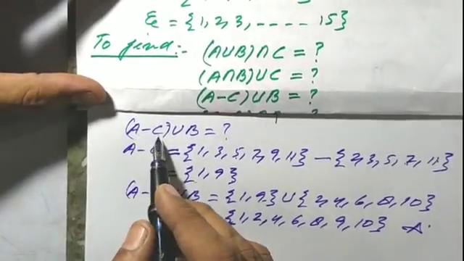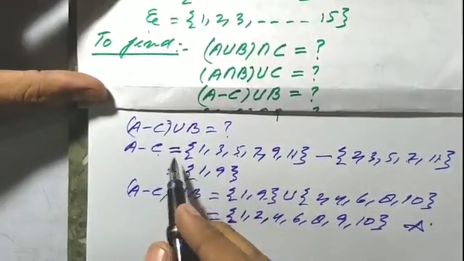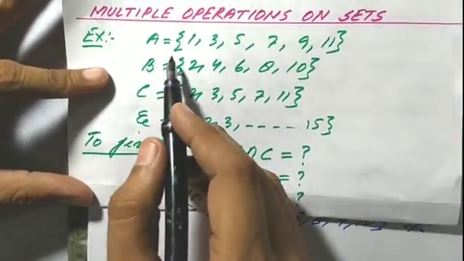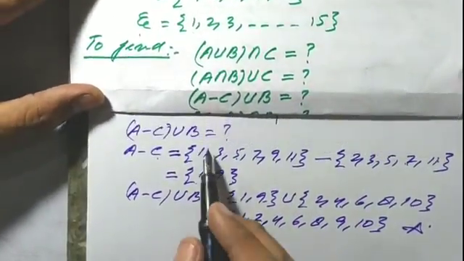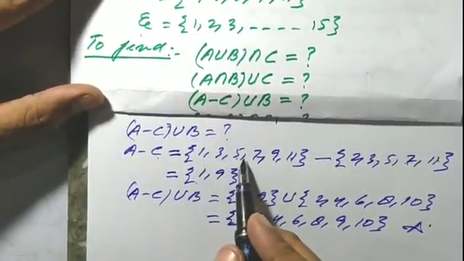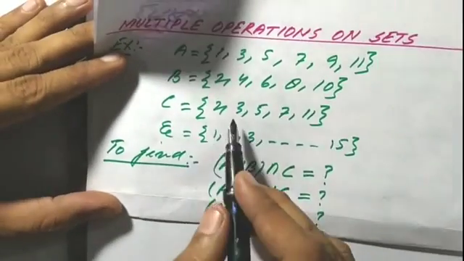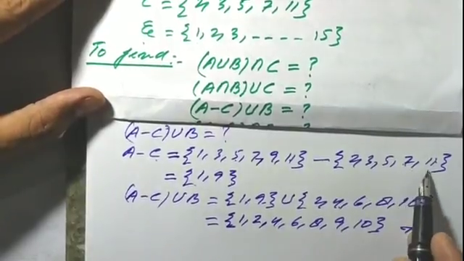Now we have to take A minus C union B. So first we have to find out A minus C. For that we write the set A as it is, because A is the set of all the odd numbers from 1 to 11. So we have written A as 1, 3, 5, 7, 9, 11, minus as it is, and C is the set of 2, 3, 5, 7, 11. So we have written 2, 3, 5, 7, 11.